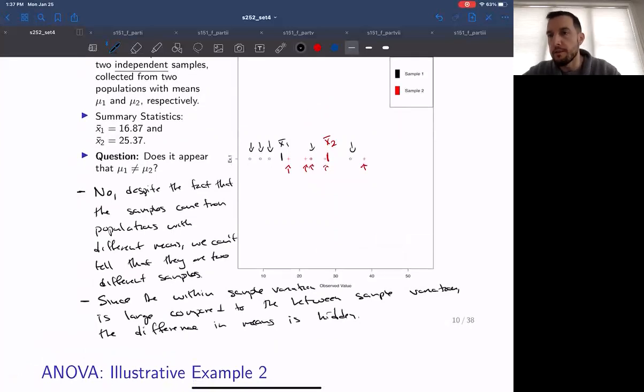Okay, so let's just go over this idea. We know that we have generated data from populations that have different means. Okay, so sample 1 comes from a population with a mean of around 17. Sample 2 comes from a population with a mean of say 25.